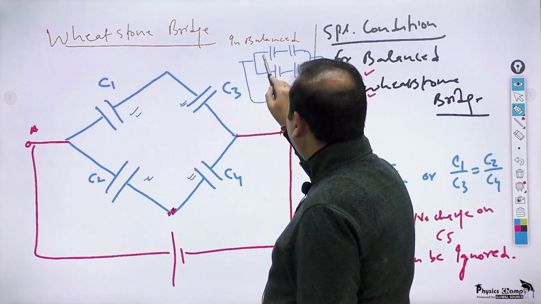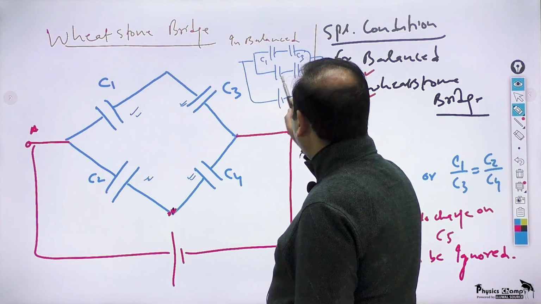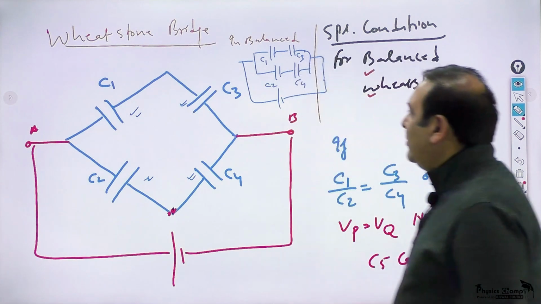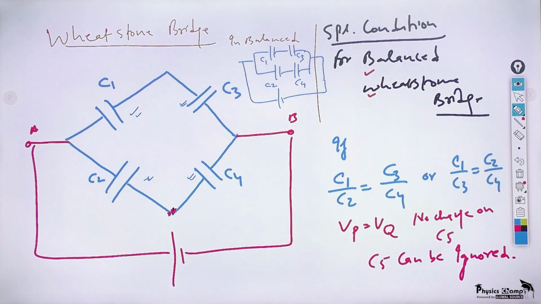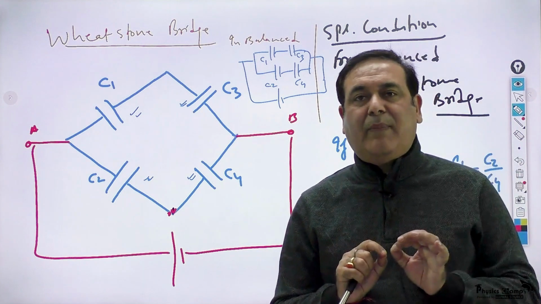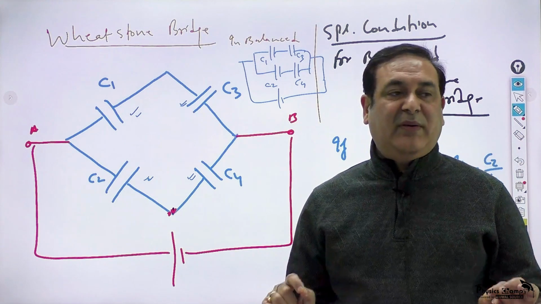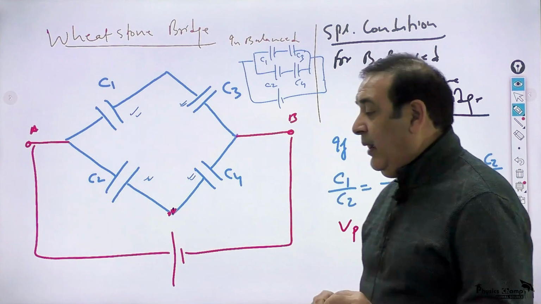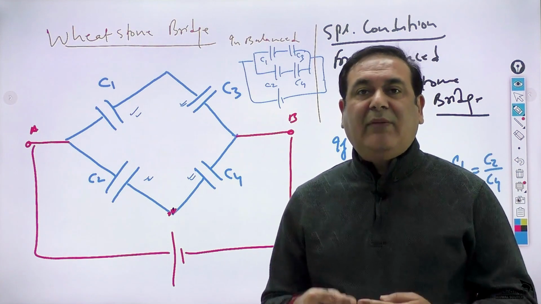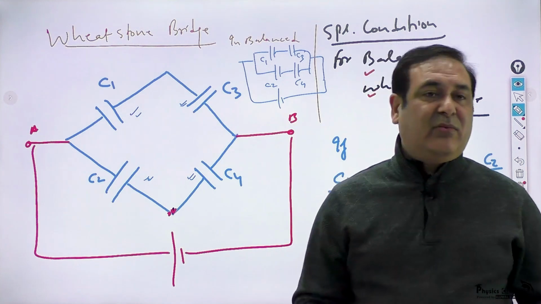It is like C1 and C3 are in series, and C2 and C4 are in series, and thus we can find the equivalent capacitance of this combination. So this is the very important Wheatstone bridge combination I have discussed with you, and I started by sharing the condition of a balanced Wheatstone bridge.